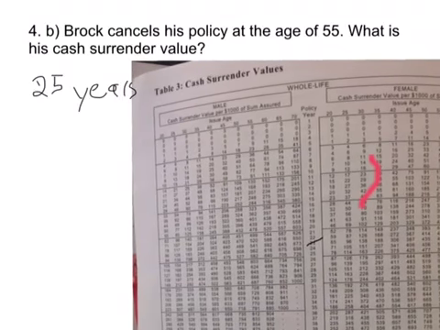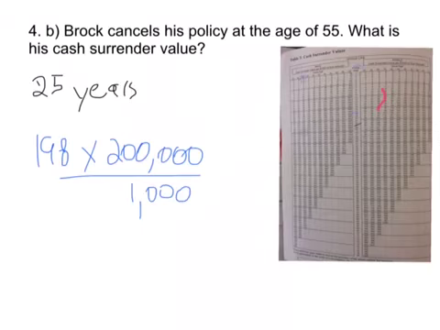All right, so Brock has had this policy for 25 years. We got that by taking 55 and subtracting 30 because he was 30 when he got it. So the policy year is 25. That's down here. And the issue age, he was 30 when he got it, so we're using this column right here. You go across and you see that his cash surrender value is $198 per thousand. Again, your charts may be slightly different.